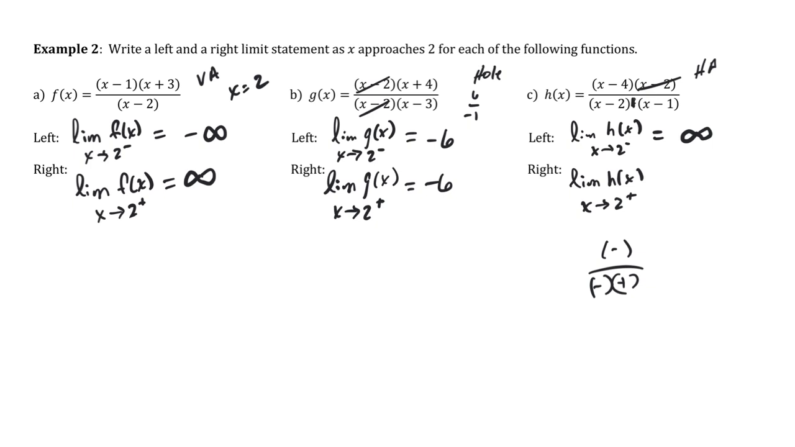If I do 2.00001, I'm going to put it in. I get a negative on the top. I get a positive for the first one and a positive for the second one. And I get negative, which is going to give me negative infinity.